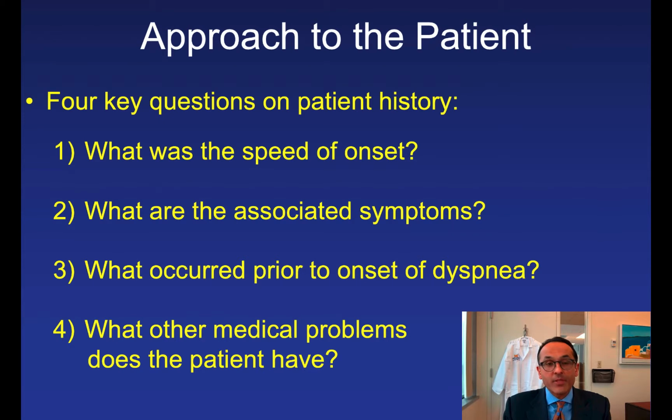What are the associated symptoms? Shortness of breath with fever and productive cough leads us down a different pathway than shortness of breath with substernal crushing chest pressure radiating down the ulnar portion of the left arm.